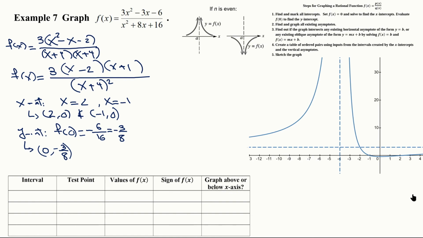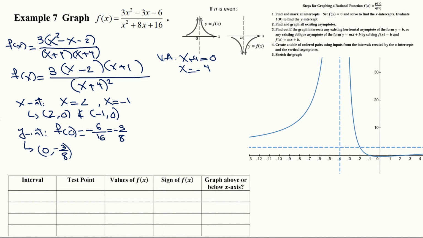For our vertical asymptotes, we'll start with those, they're easier. We're going to set q of x, which is the bottom function, equal to 0. We'll use the factored form, it'll be much easier to solve, and all I have to do is set one of those x plus 4s equal to 0, right? So we get x equals negative 4. So there is our vertical asymptote. We go ahead and graph it, a vertical line going through x equals negative 4.